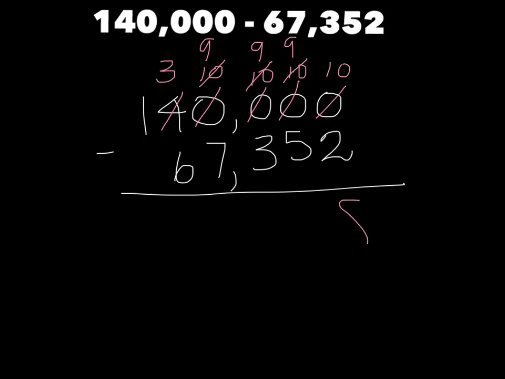10 minus 2 is 8. 9 minus 5 is 4. 9 minus 3 is 6. Bring your comma down. 9 minus 7 is 2. 3 minus 6, well, I can't do that. So I can, again, borrow and make that a 13, or just bring that 1 up. 13 minus 6 is 7. Now I have my answer of 72,648.